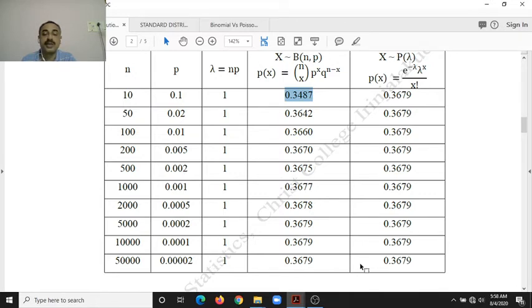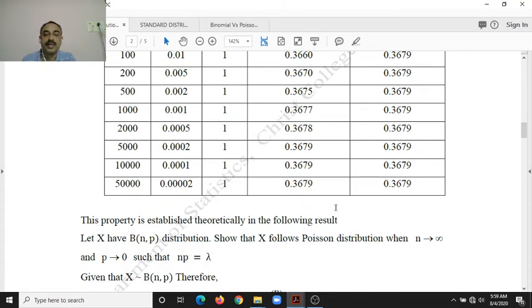So here x equal to 0 is taken as only a test value for the variable x. You can see that for all values of this variable x, when n is large and p becomes very small, such that np equals lambda, then the probabilities of the variable x can be approximated using the equation of the Poisson distribution. That is, n tends to infinity, p tends to 0, such that np equals lambda, then x can be considered as a Poisson distributed random variable. In this result, we have a theoretical proof of this property.